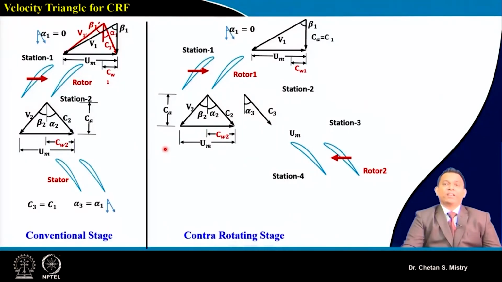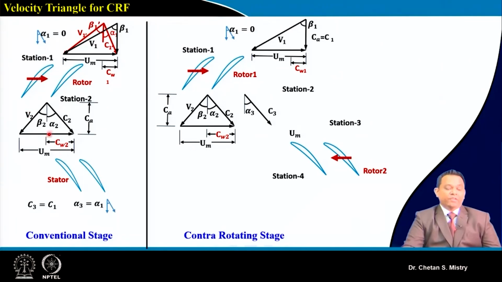Now the question will come: what motivates people to go with a new kind of technology? Here, we will try to understand with our fundamentals what we know. This represents my velocity triangle for a conventional stage. Suppose I assume my flow is entering axially, or it may be entering at some angle to my rotor. And the flow coming out from the rotor is represented by this velocity triangle.